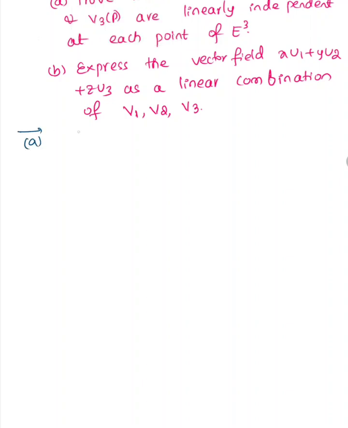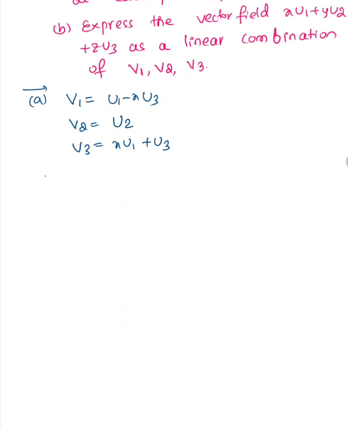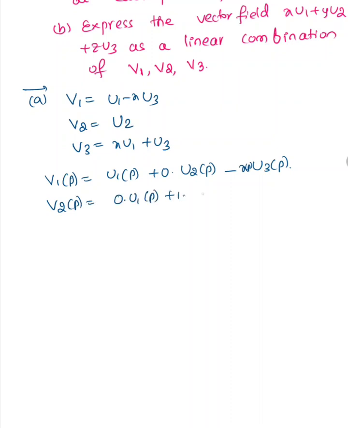For the solution of A, we have the vector fields v1 is equal to u1 x minus u3, v2 is equal to u2, v3 is equal to x u1 plus u3. Now we have to prove v1, v2, v3 are linearly independent. So first we will write it for the arbitrary point p. v1 of p is equal to u1 of p plus 0 into u2 of p minus x of p into u3 of p. So v2 of p is equal to 0 into u1 of p plus 1 into u2 of p plus 0 into u3 of p.